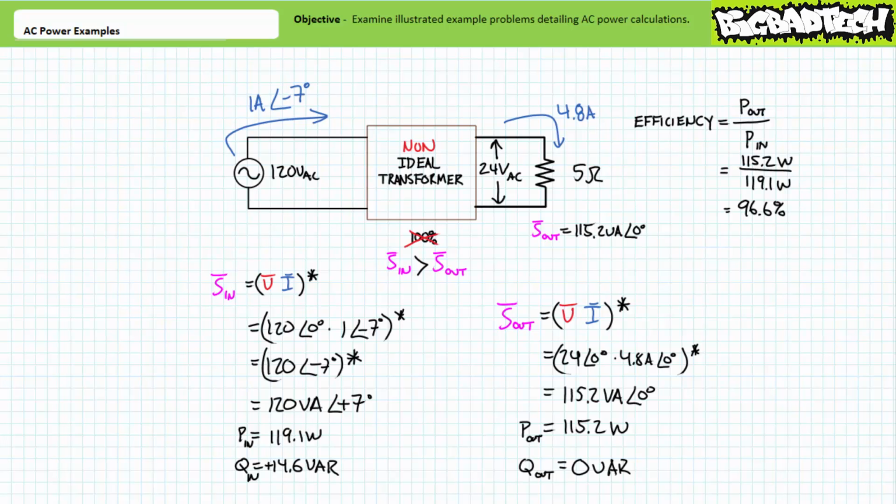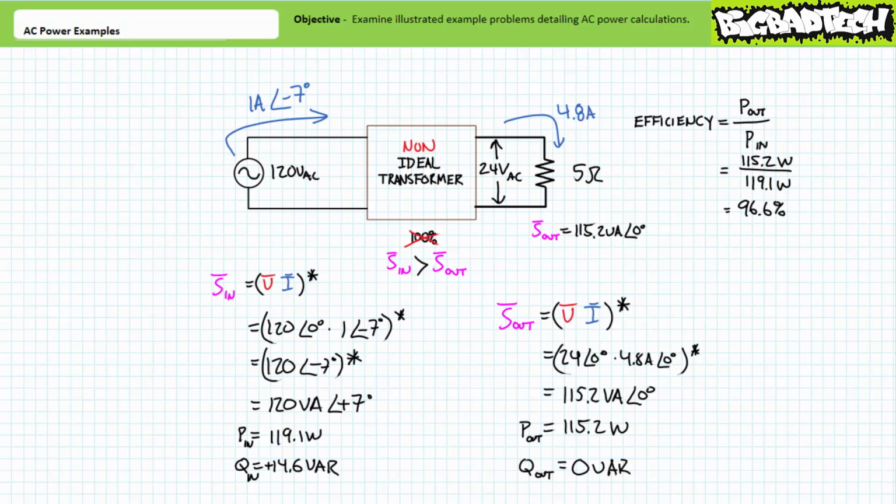96.6% in my estimation is close enough to consider this device relatively ideal. Hold on, wait a minute, some of you may say. Where did that extra 14.6 VARs go? Why isn't this transformer actually 115.2 over 120, or 96% efficient?